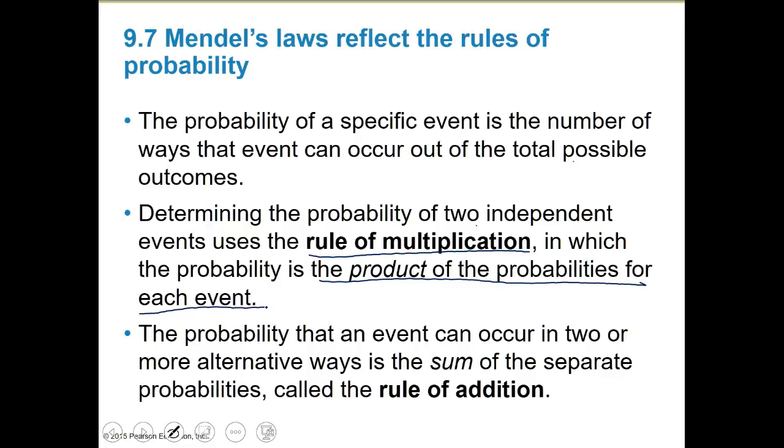The probability that an event can occur in two or more alternative ways is the sum rule. So this one's kind of, if this will occur and this will occur, then we have multiplication. If we have the probability that it's one or the other, so if you have sort of an or statement, then it's the rule of addition. That's basically all that boils down to. If there's an and statement, it's multiplication. Or statement is rule of addition.